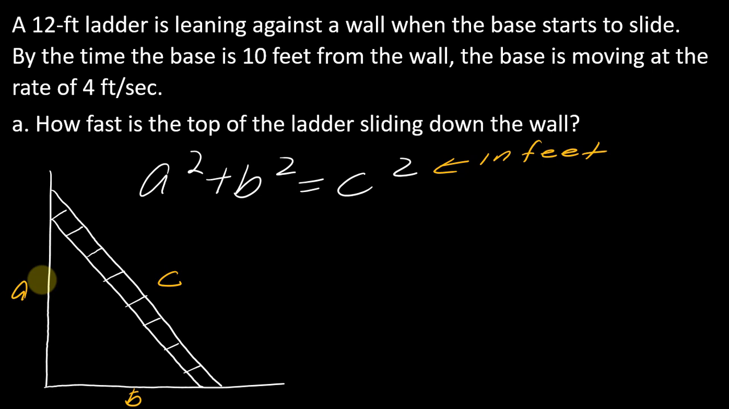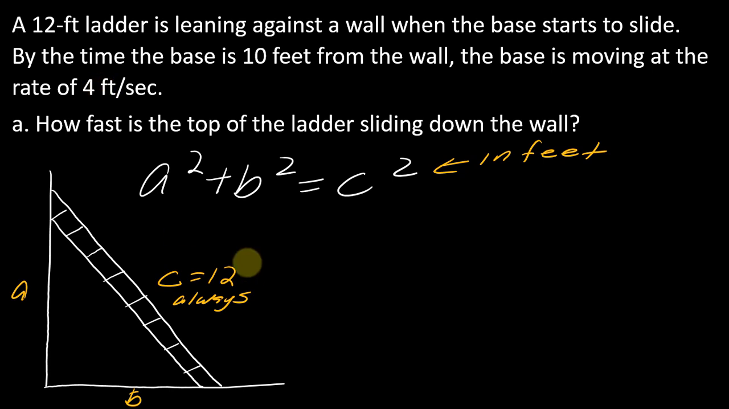Is A changing? From one second to the next, as this ladder slides down, is A changing? Yes. A is getting smaller and smaller as the ladder slides down. What about B? Is B constantly changing? Yes, as the ladder slides this way, B is going to get longer and longer. Now what about C? Is C changing? C is the ladder itself. The ladder is always going to be 12 feet no matter what. So this is 12 feet always.